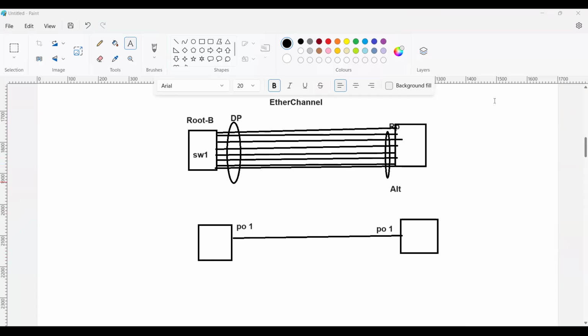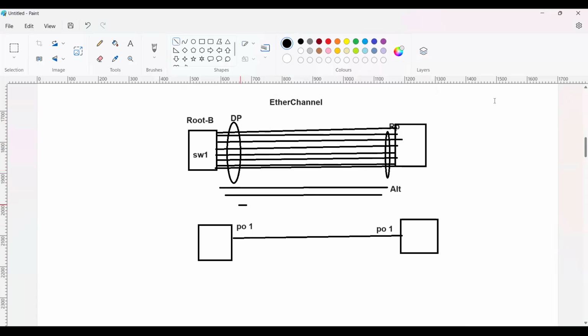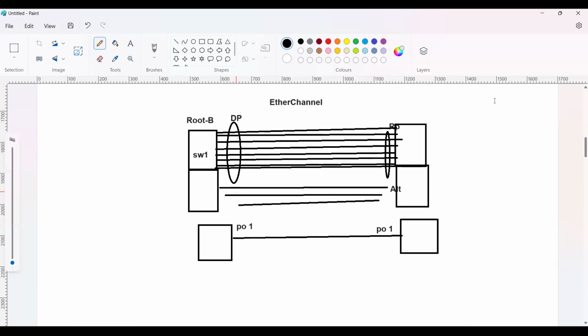And how will STP work here? As I mentioned, up to 8 links will be forwarding. If we have another 8 links configured between the same switches, these all the links, we can assume those 8 links, 5, 6, 7, 8, will be in the alternate state, ALT.